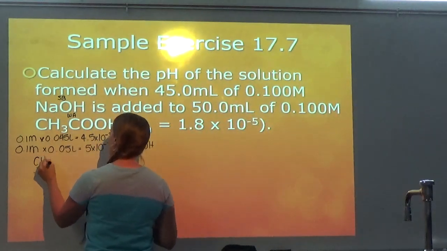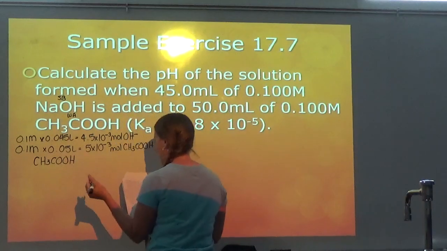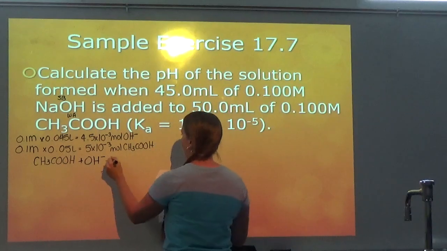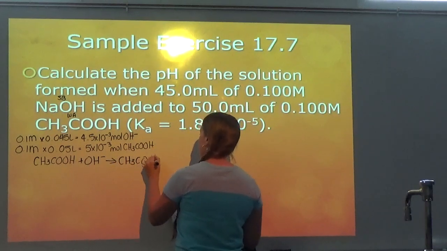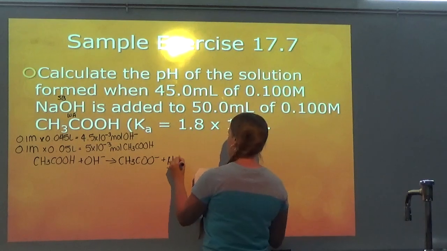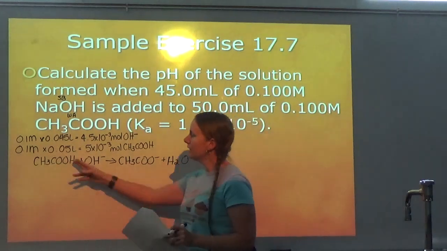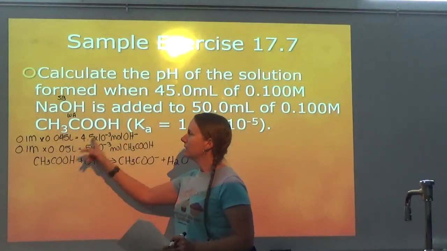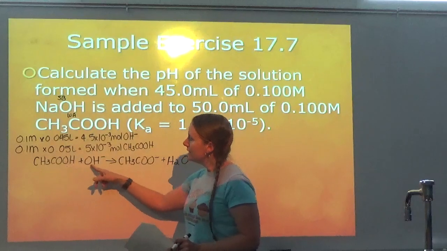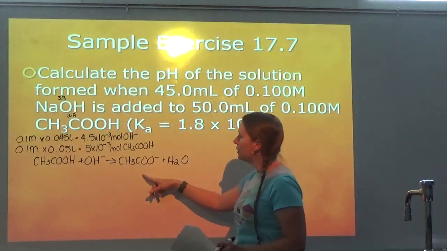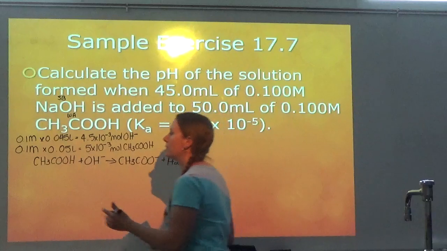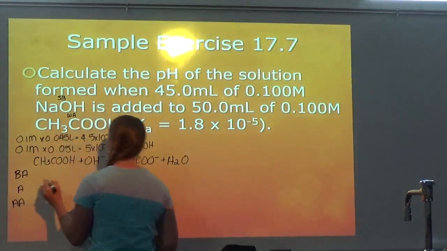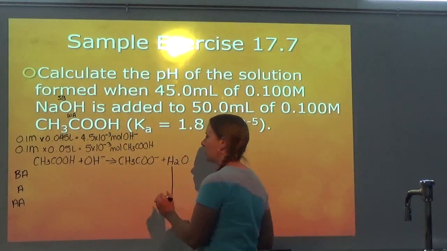So here is my actual reaction. You know that a lot of times I like to use generics, but usually for the BAAAA chart, I'll write out the actual reaction. All right, so we have our acetic acid and our base. Remember, the Na is not needed in here. It's a spectator. Our weak acid reacting with our base to make a conjugate base and water. So remember, we have our before addition, addition, after addition. And we don't care about water because it's a pure liquid.